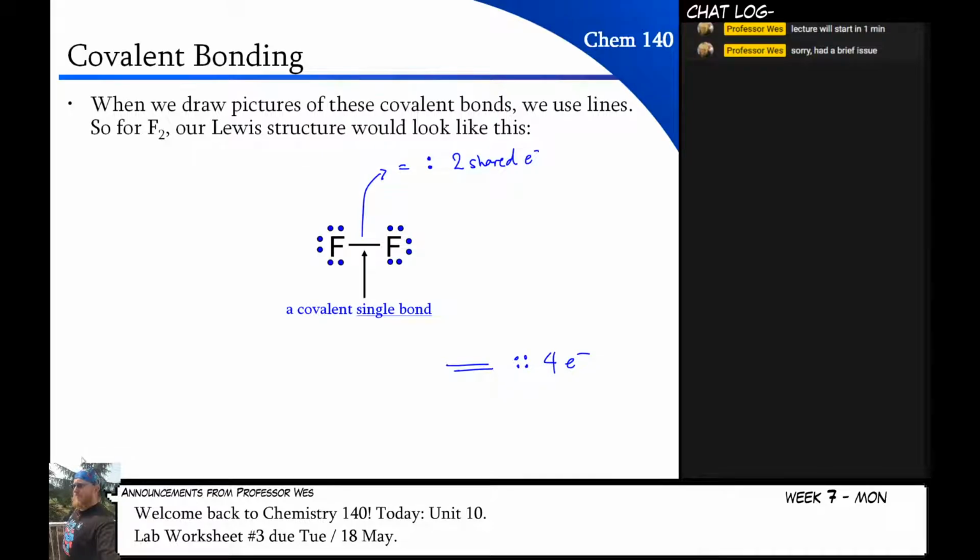So for our purposes, each line is going to constitute 2 dots. I'm going to get rid of this because that looks like a double bond. So a single bond is 2 dots. A double bond would be 4 dots, and so on and so forth. On the outside here, I have the little pairs of electrons that are not participating in bonding. We're going to just call those non-bonding pairs.